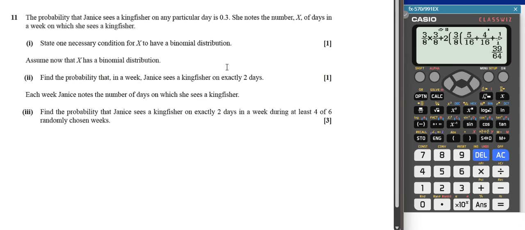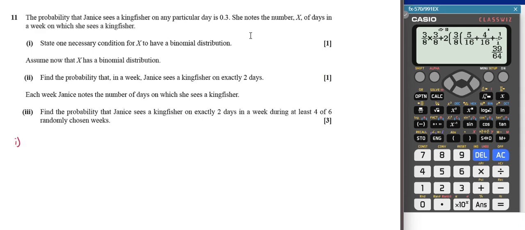Question 11. The probability that Janice sees a kingfisher on any particular day is 0.3. She notes the number x of days in a week on which she sees a kingfisher. State one necessary condition for x to have a binomial distribution. So you've got 3 things for it to be a binomial distribution. You have a fixed number of trials, the trials are independent, and the probabilities are consistent. You can pick any one of those 3 things.